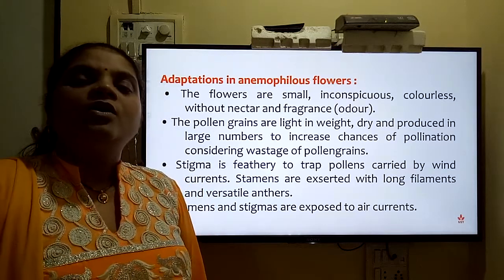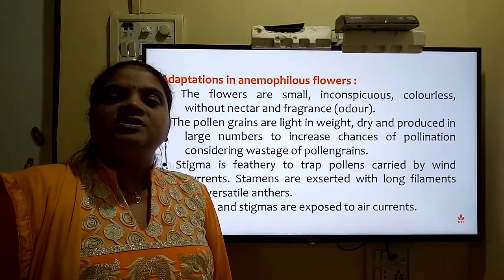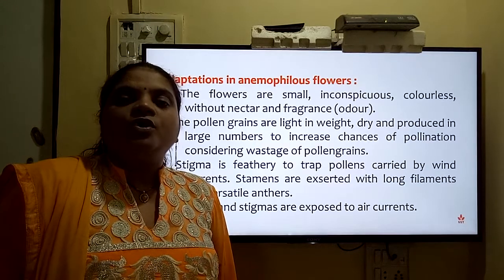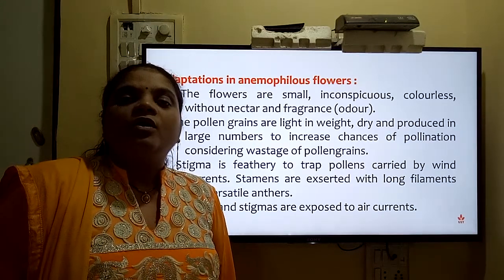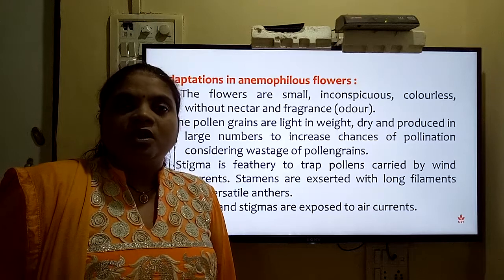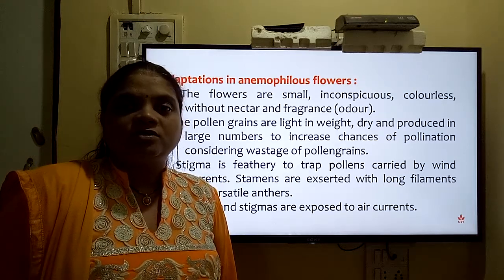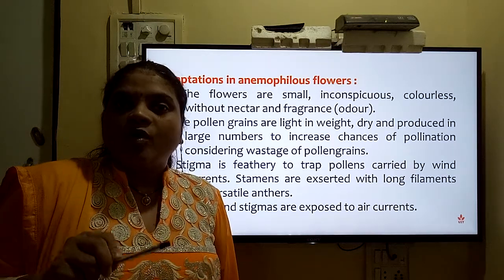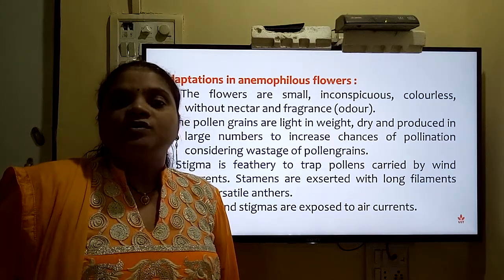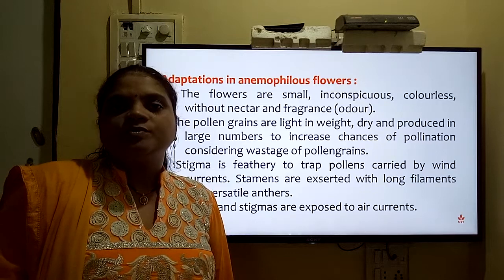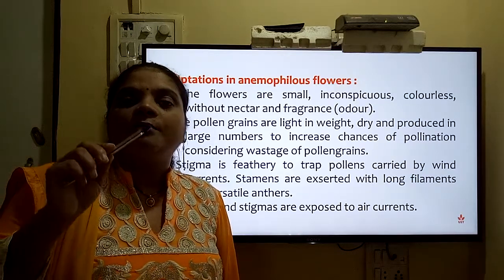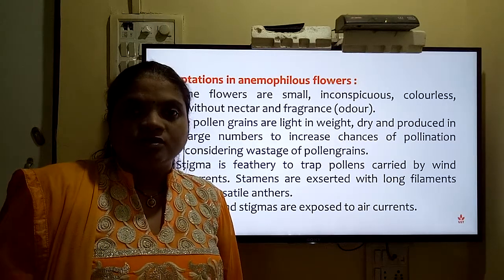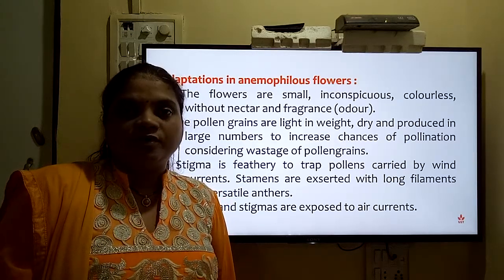Now adaptations in anemophilous flower. So the flowers possess or adapt or develop some characters to prefer the wind pollination. So what type of adaptations will we see here? Flowers are small and inconspicuous. So what is the meaning of inconspicuous? Absence of bright color, nectar and fragrance. So that is an inconspicuous flower.